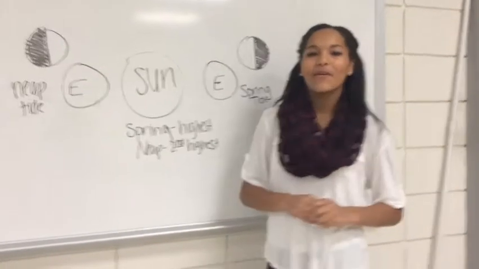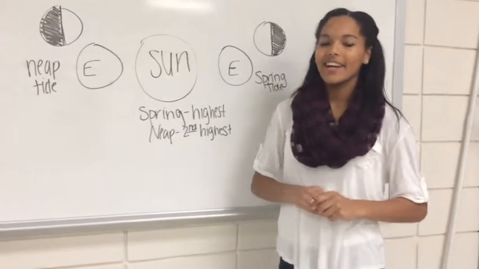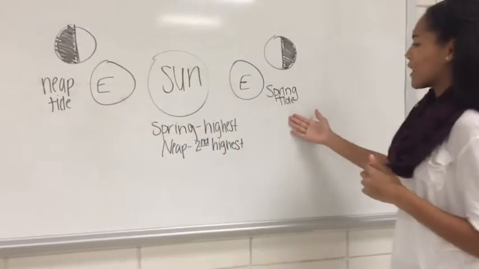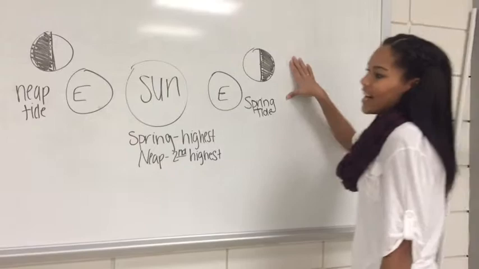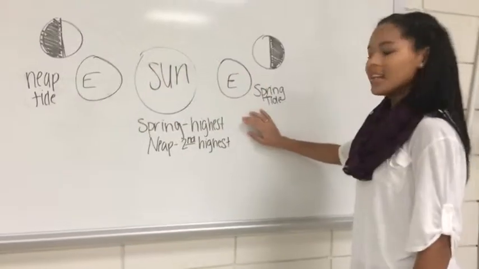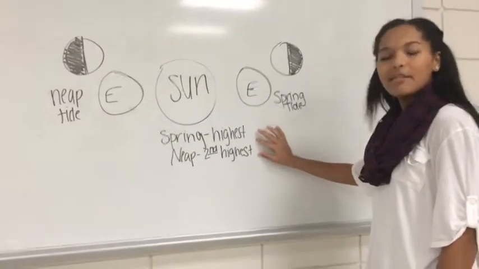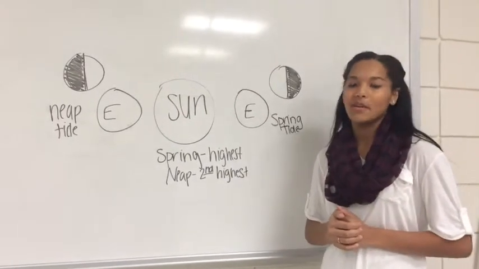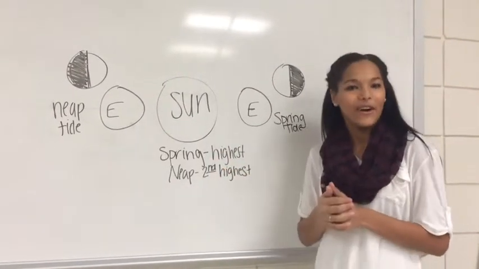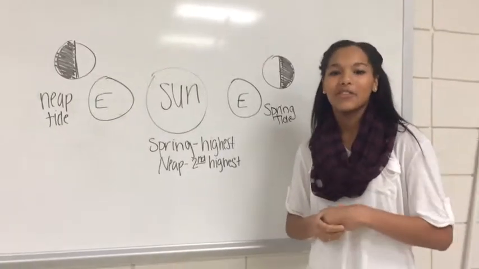Today I'm going to be telling you about the spring and neap tide. Here you can see a picture that I just drew. This is the spring tide and this is the neap tide. Spring is the highest tide and the neap is the second highest. The spring tide occurs during the full moon and the new moon, and the neap tide occurs in the first quarter and the third quarter.